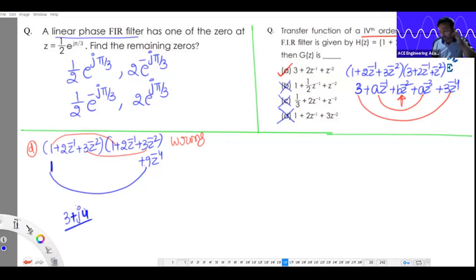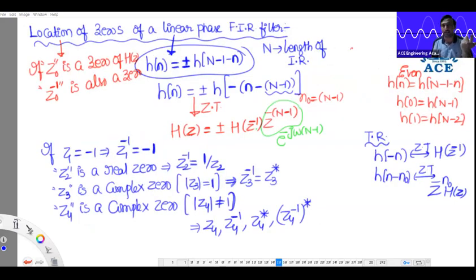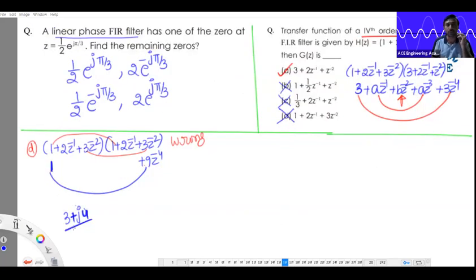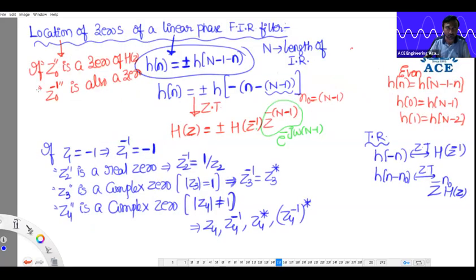So out of the 4 options given there, 3 must be correct, 1 must fail. A linear phase FIR system has one of the zeros at 3 plus j4. Which of the following is not the correct zero means 3 options must be correct. Never forget this point. For a linear phase FIR system, whenever Z0 is a root, the other root is Z0 inverse. From this expression, we have made that conclusion. If I look at a zero at minus 1, the inverse zero is the opposite, minus 1.